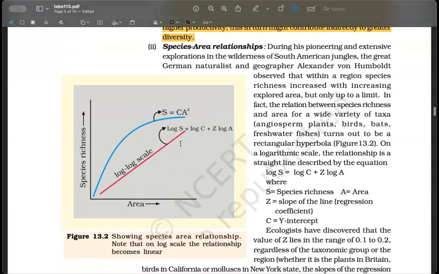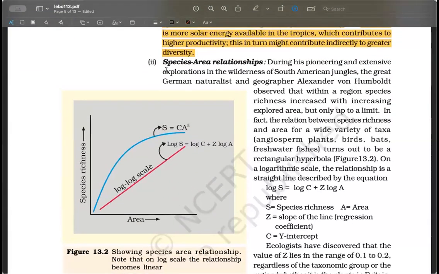The other thing that decides the pattern of biodiversity is the species area relationships. Now, this is a mathematical model, a mathematical concept, which was given by Alexander von Humboldt. And what he said was that if you go to a jungle or a forest and you start observing the species diversity, which he denotes as species richness.